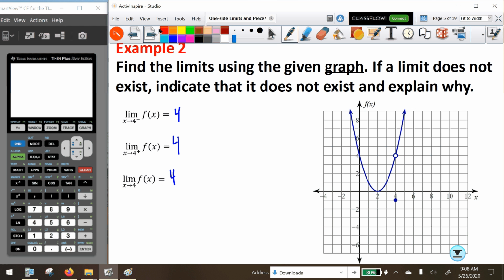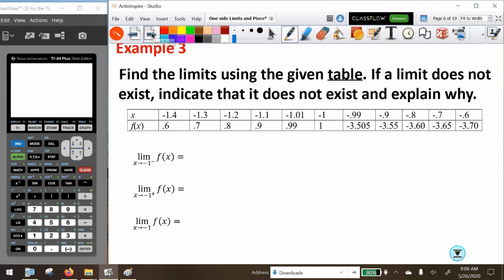All right, let's look at an example where we have to analyze a table of values. Find the limits using the given table. If a limit does not exist, indicate that it does not exist and explain why. All right, so we have to first calculate the left-hand limit as x approaches negative 1.